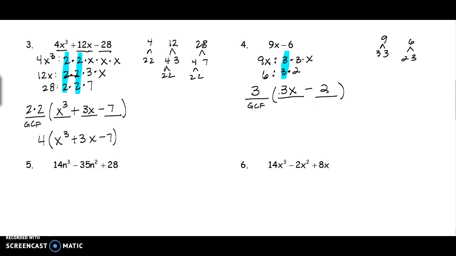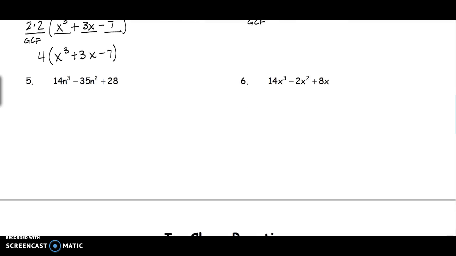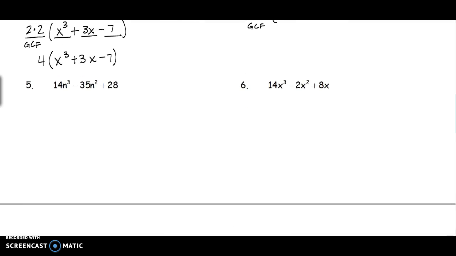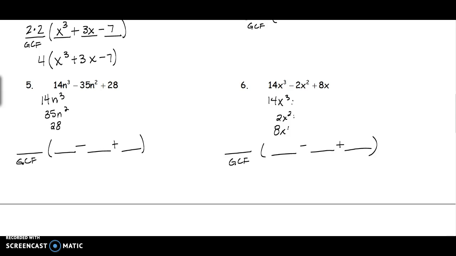So I want you to take a second and try number 5 and number 6. So this is what your setup should look like, so make sure that's what you see on your paper. I'm going to break down each of the terms next, and then I'll restart the screen.